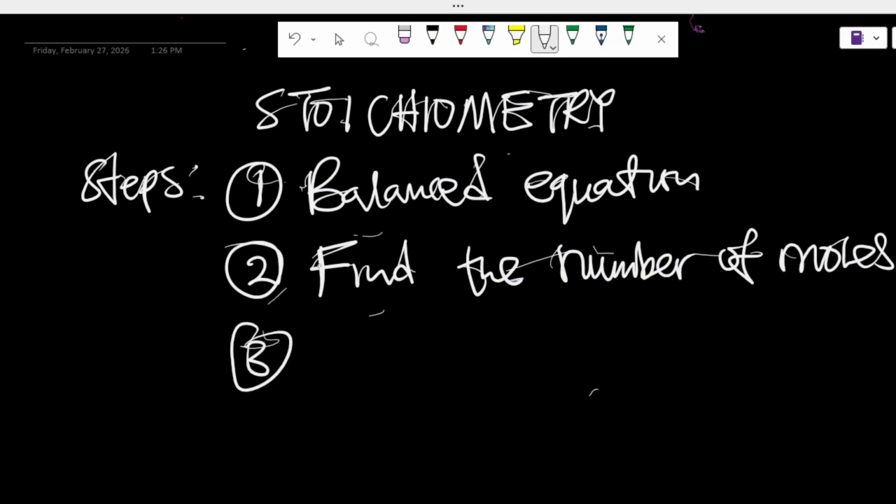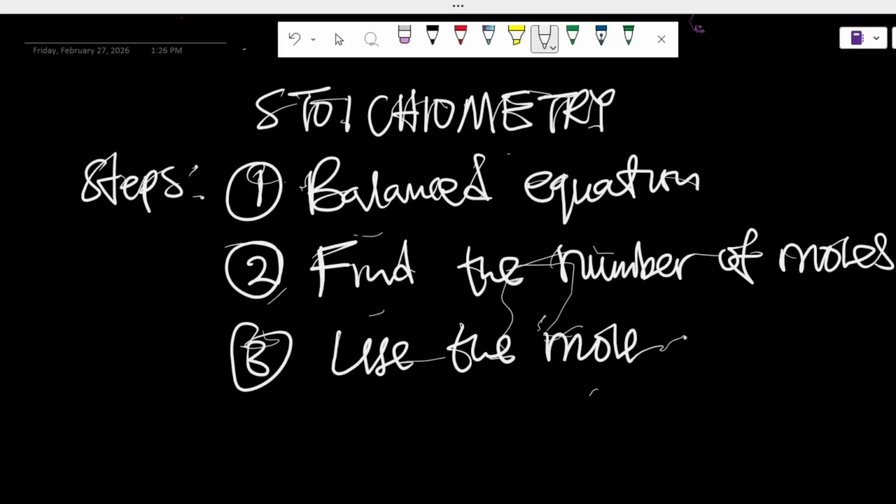Third, make sure that you use the mole ratio. I'm going to show you how to do that. And lastly, you can convert what you have to required quantity.